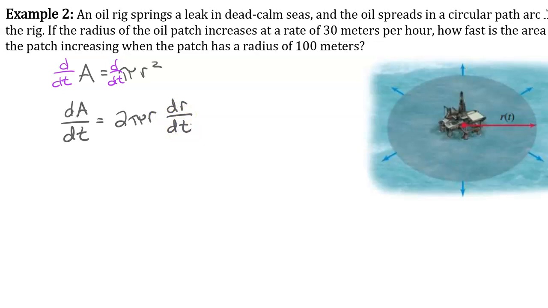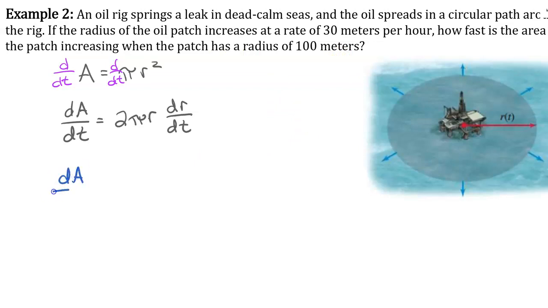Okay, so now what about the numbers that they give us? So this says the radius increases at a rate of 30 meters per hour. So radius, 30 meters per hour, so that would be dr/dt. And then it gives us the radius of 100 meters. So they have given us all the information we need to finish.